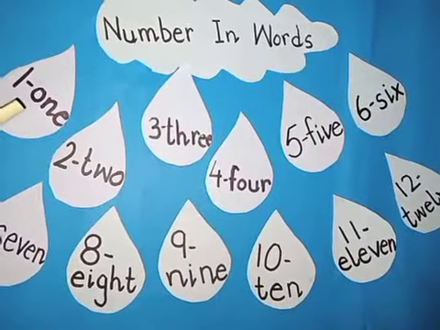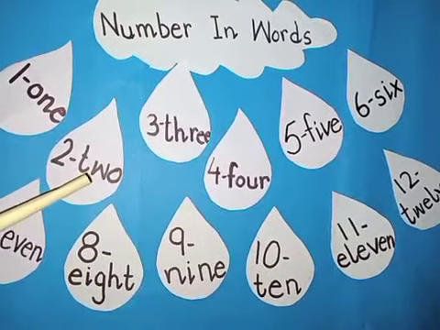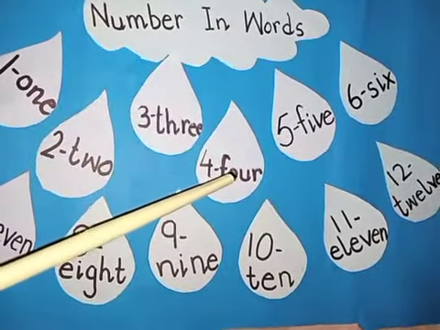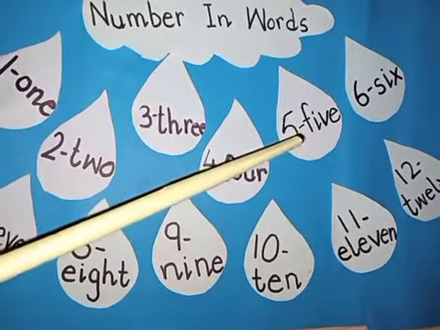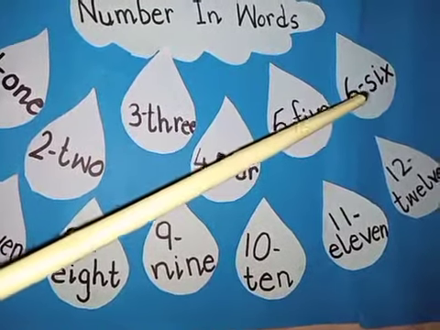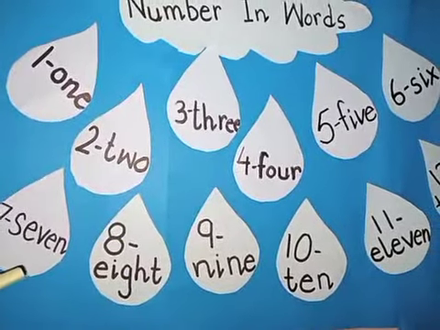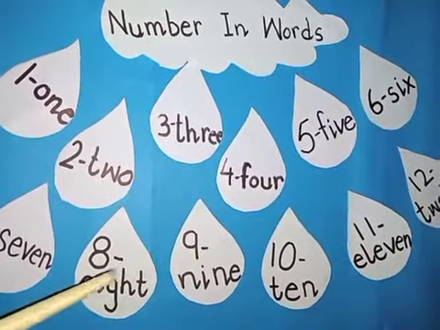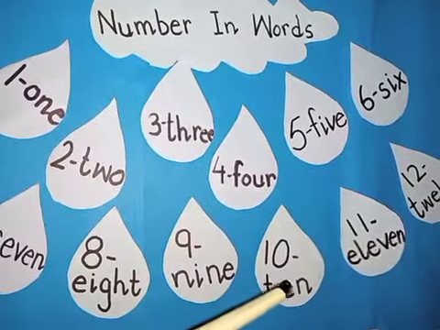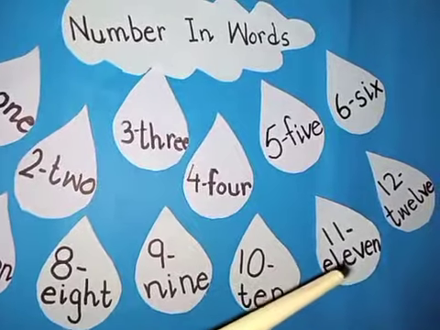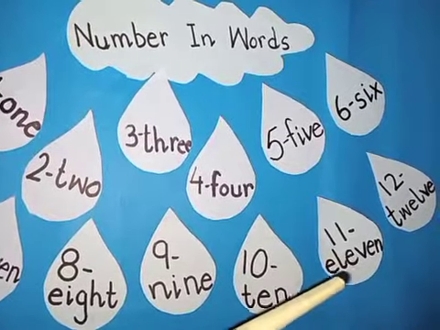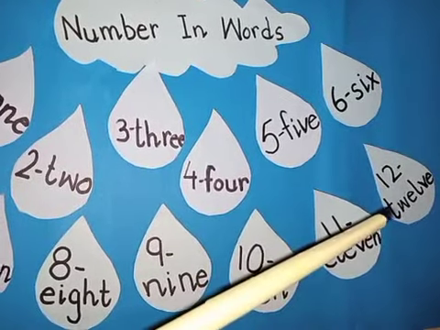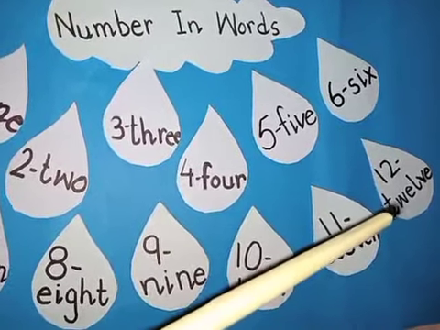Today our topic is number in words. O-N-E, 1. T-W-O, 2. THREE, 3. FOUR, 4. FIVE, 5. SIX, 6. SEVEN, 7. EIGHT, 8. NINE, 9. TEN, 10. ELEVEN, 11. TWELVE, 12.